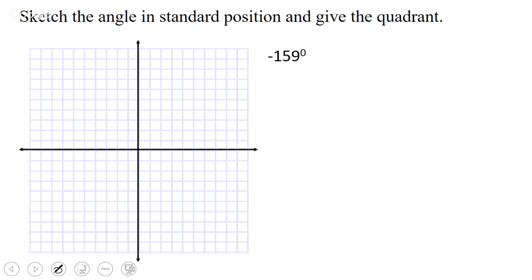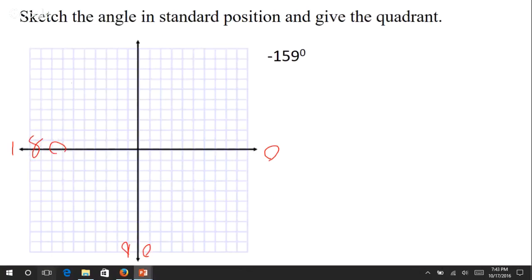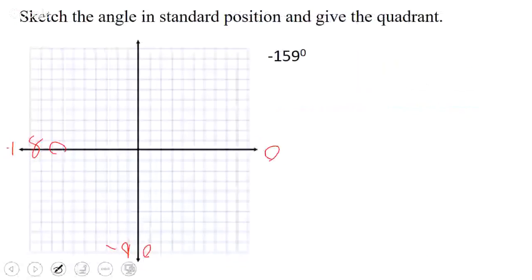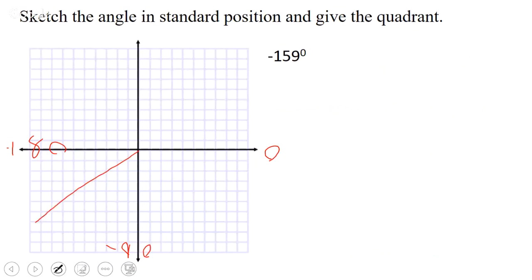Negative 159 degrees. Well, negative means I have to go clockwise. Well, this is 0, this is 90, and this is 180. I'm sorry, negative 90 and negative 180. And I know that negative 159 is between negative 90 and negative 180, so I know it's somewhere in here. So my negative 159 degrees, remember I'm going clockwise, and that is negative 159. My initial side is on the positive x-axis, and my terminal side is somewhere in the third quadrant.